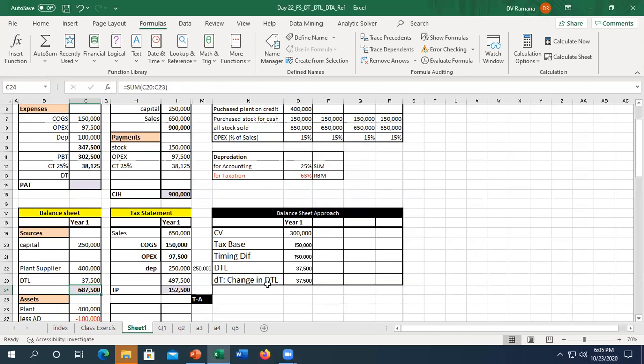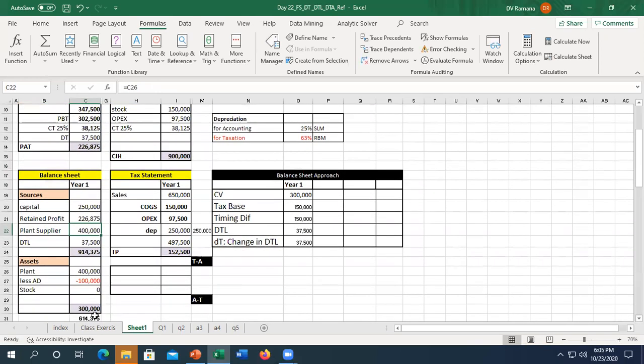So the DTL has gone up, assuming that opening DTL is 0, closing DTL is 37. So the deferred tax that you get here is 37,500. So PAT is equal to PBT minus the CT minus the deferred tax, which is the profit after tax. If no information is given, we always make an assumption that the entire profit is retained on the balance sheet.